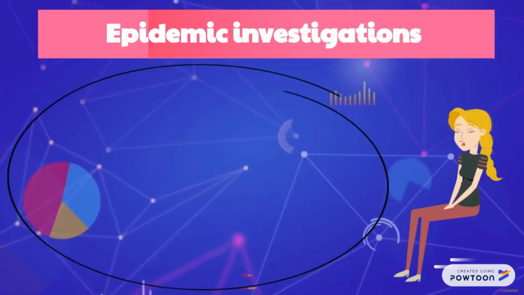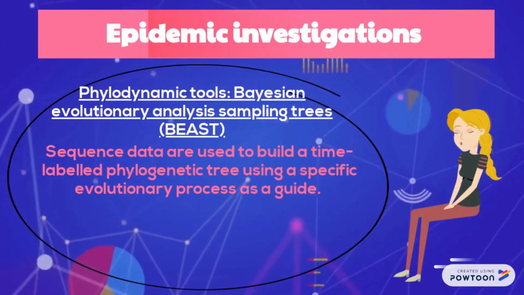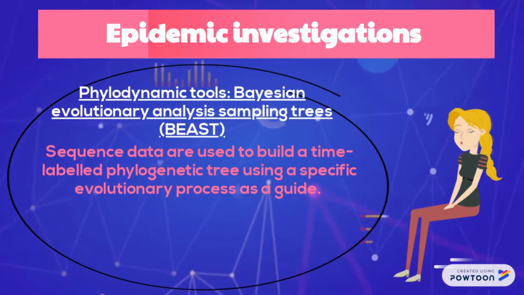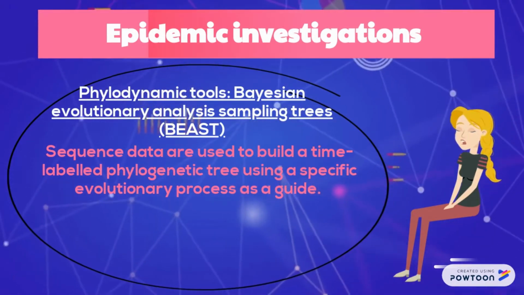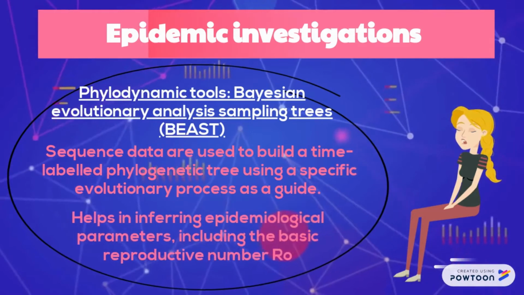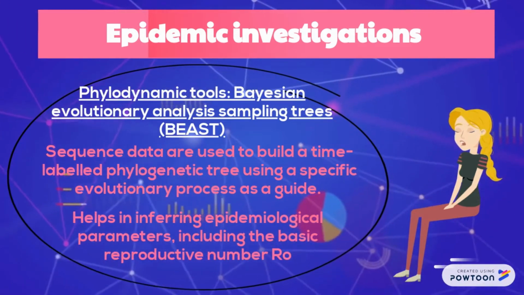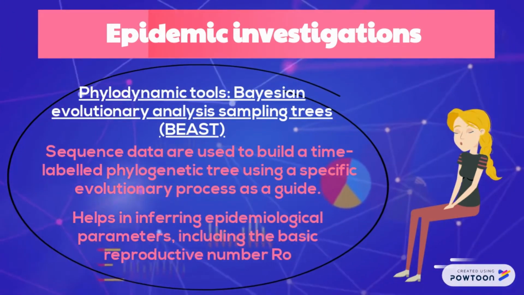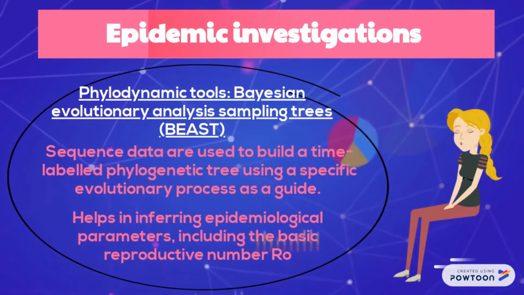An example of a phylogenetic tool is BEAST. Sequence data are used to build a time-labeled phylogenetic tree using a specific evolutionary process as a guide. It helps in inferring epidemiological parameters including the basic reproductive number, R0.